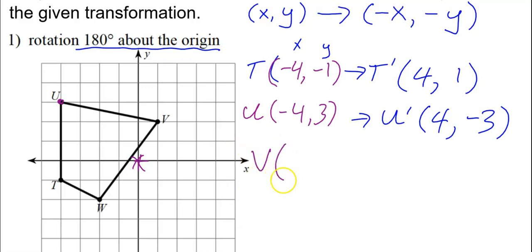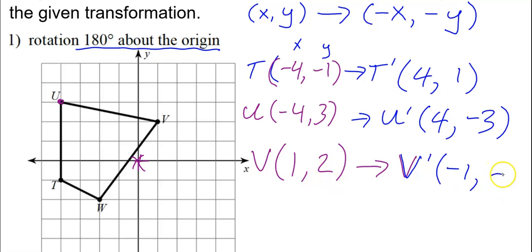So V, I'm going to do the same thing with V. V is 1 to the right, 1, 2 up. Here's my x, here's my y. That's going to become V prime. Change the sign on x, change the sign on y. That's my rule. That's what this means. x is still first, y is still second, but they're both negative, which just means change the sign.